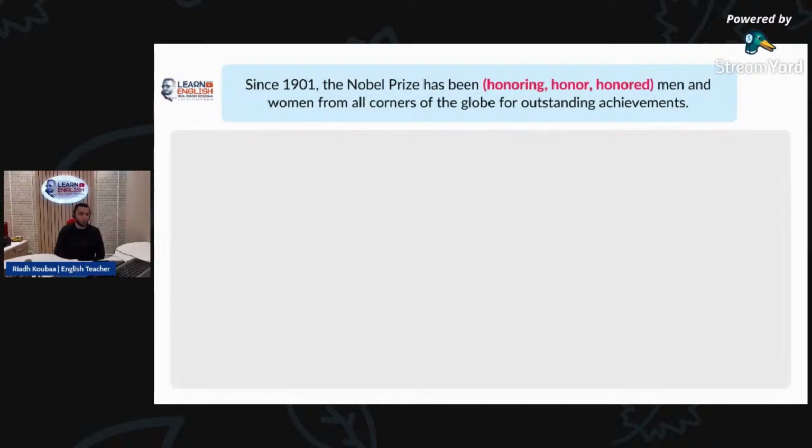So the first one: since 1901, the Nobel Prize has been honored men and women from all corners of the globe for outstanding achievements. So the first indicator here is 1901. Since 1901, what do I use with since? This is an indicator. What do we usually use with it? Of course, I am sure that you will say we will use the present perfect.